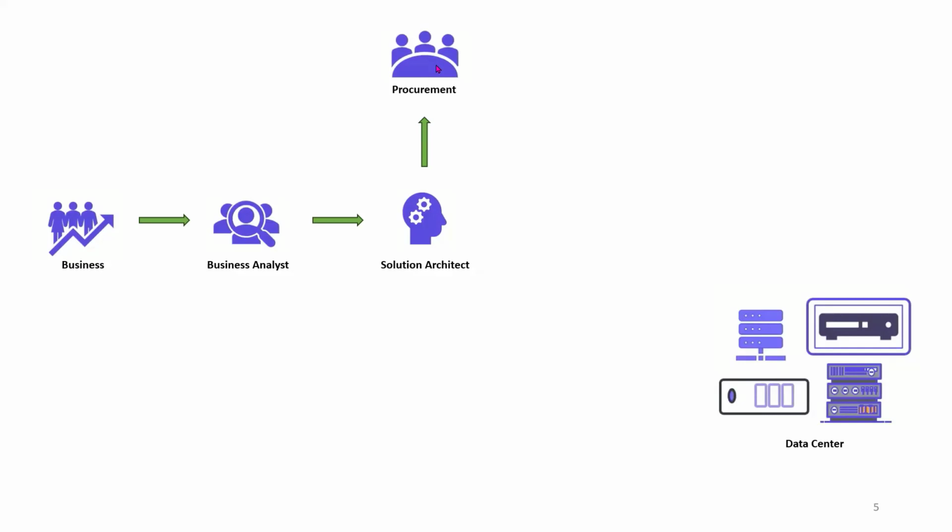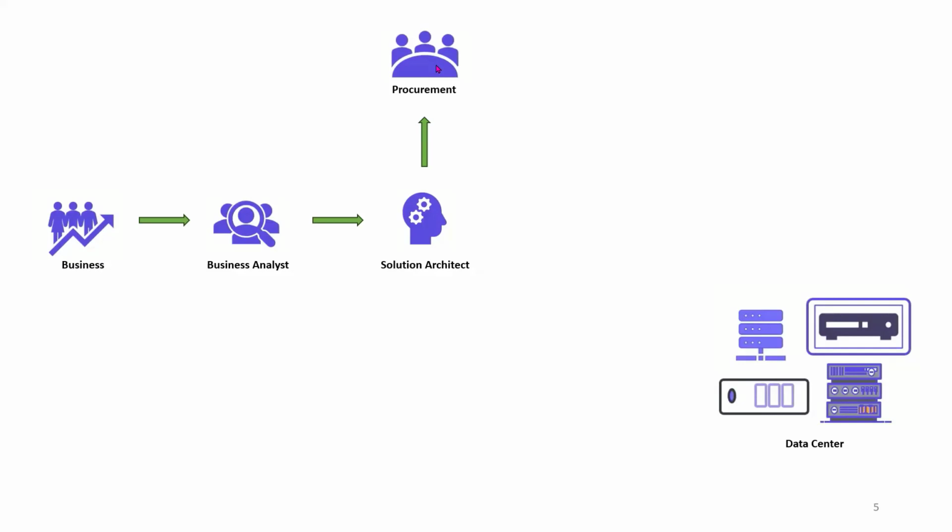If the architecture diagram requires new hardware anywhere, then it has to be ordered via the procurement team. Now this team will put in a new request to the vendors. It will take days or weeks or even months for the hardware to be purchased as well as delivered to the data center.